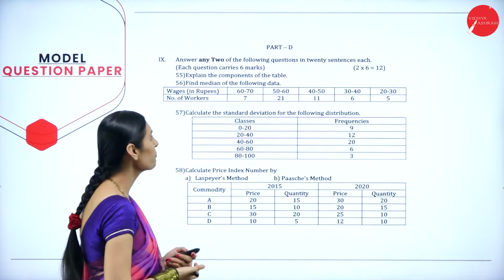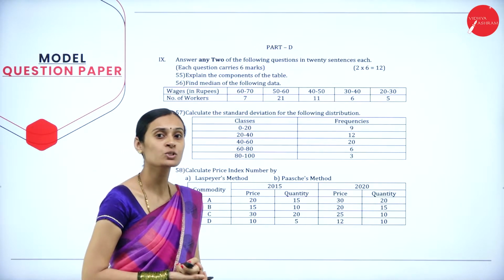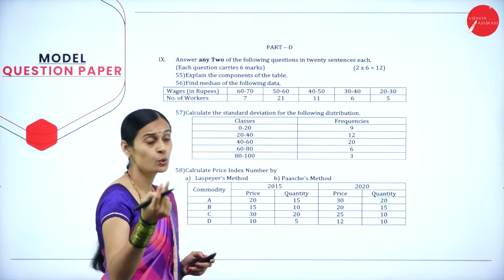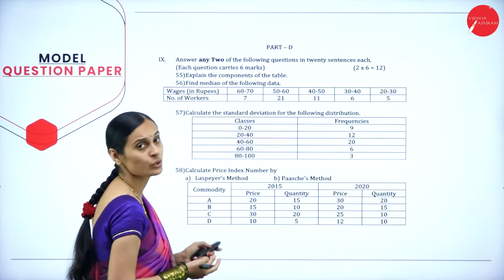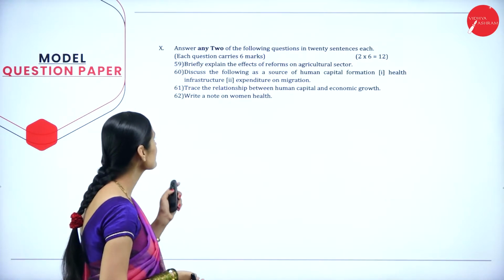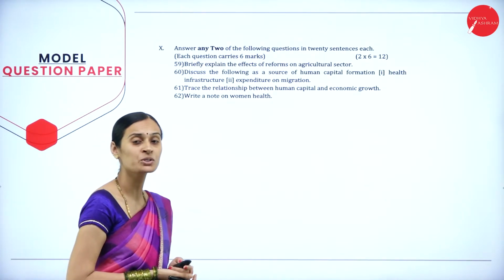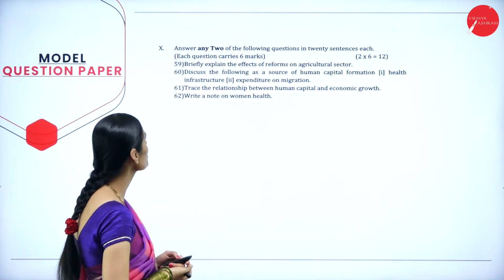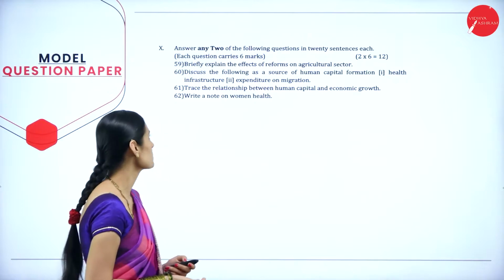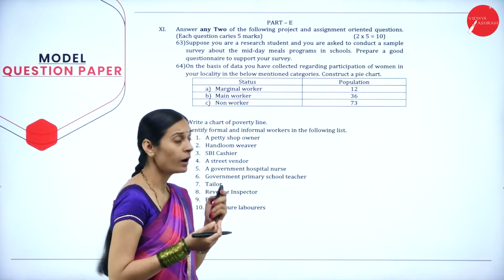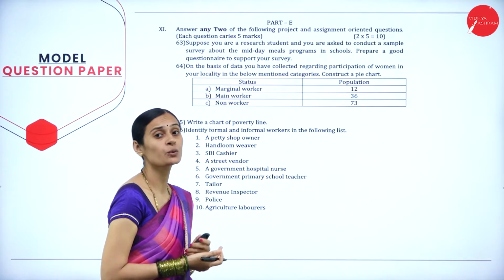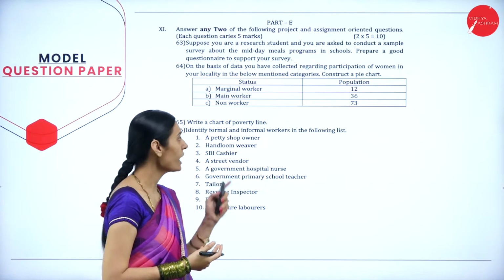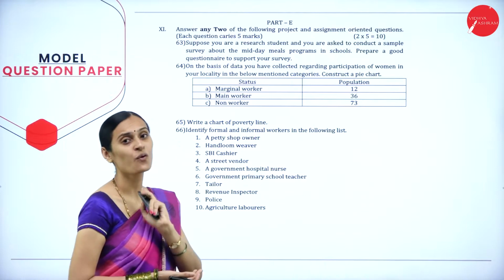And next one, Part D, which belongs to 6 marks questions. Here also you have to write answers for 2 questions among the 4 questions, which belong to the Indian economic part. Next, Part E is purely project oriented questions. You have to attend 2 questions and you have a choice of 4 questions.